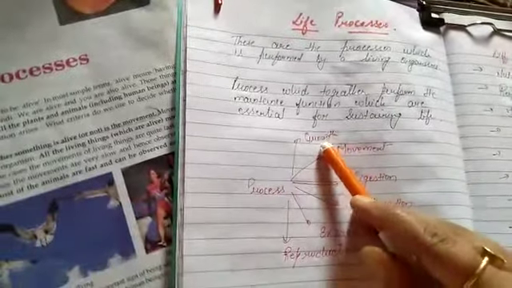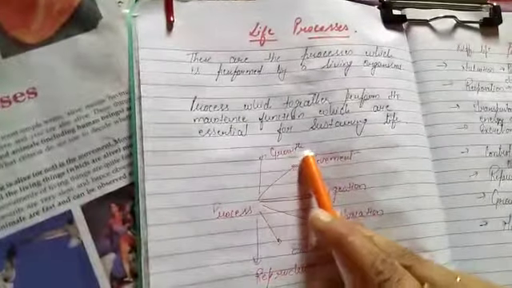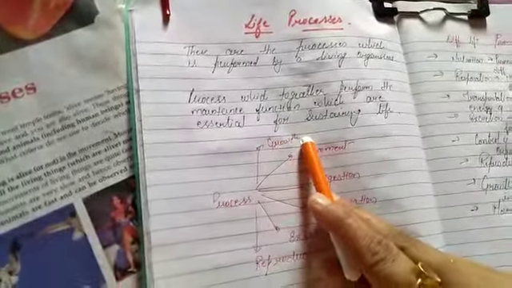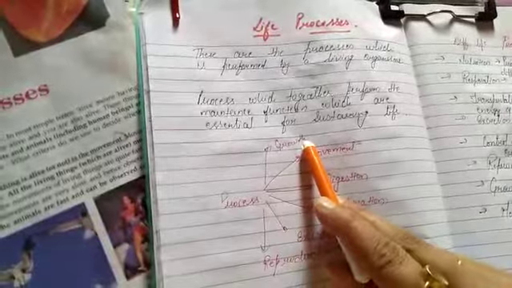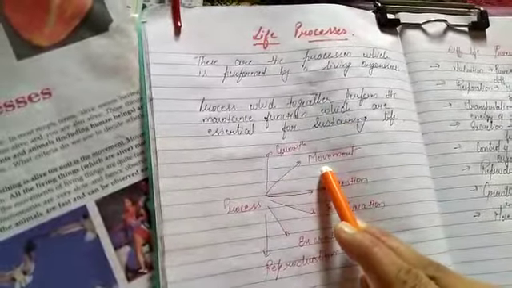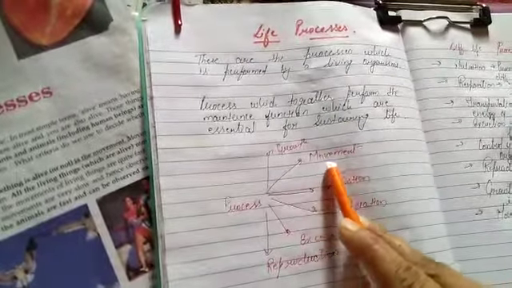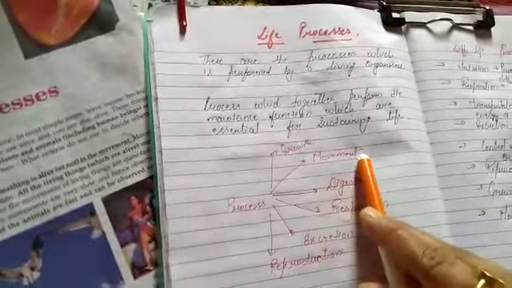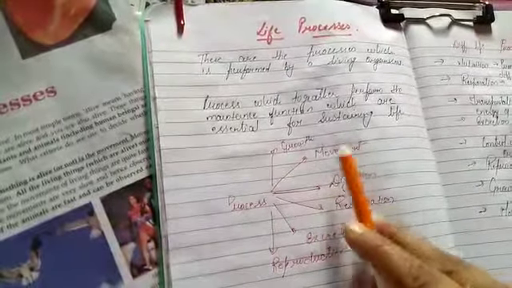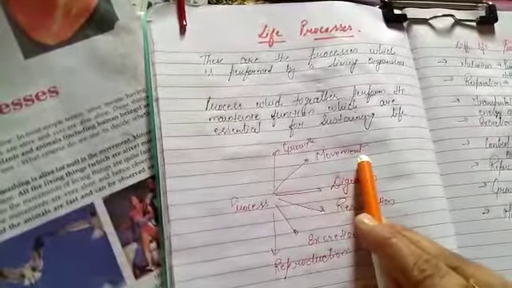Now, what are these different types of life processes which we see in a living organism? Number one is growth. Every living organism performs growth as one of its very important processes. Another process performed by living organisms is movement. If an organism is there, it will show some type of movement.